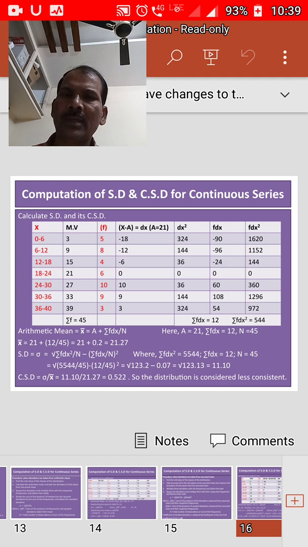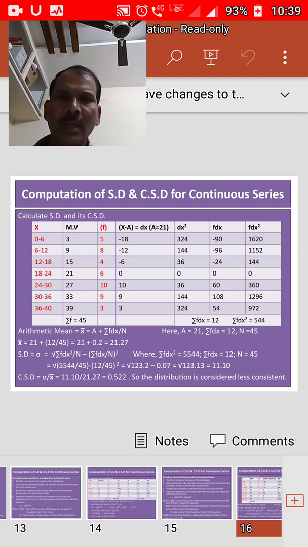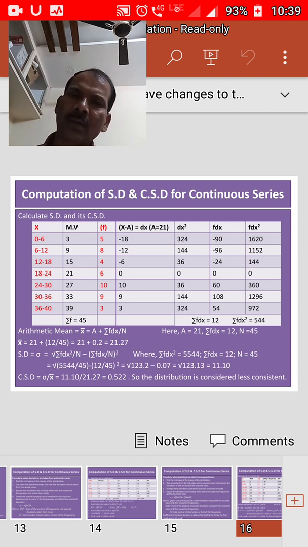The classes given are 0 to 6, 6 to 12, 12 to 18, 18 to 24, 24 to 30, 30 to 36, 36 to 40, and the frequencies given are 5, 8, 4, 6, 10, 9, 3 according to the corresponding classes. We need to find the standard deviation and the coefficient of standard deviation. To do this, we first need to find the mid values.